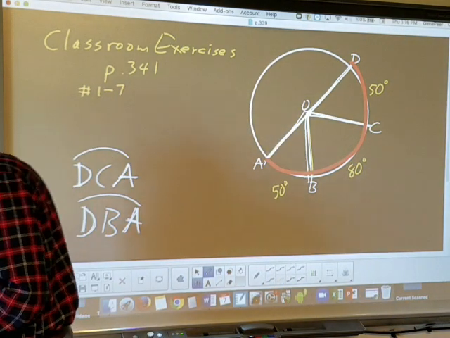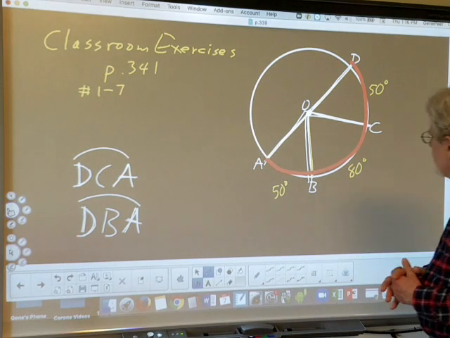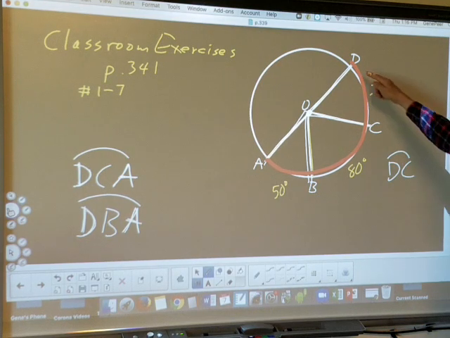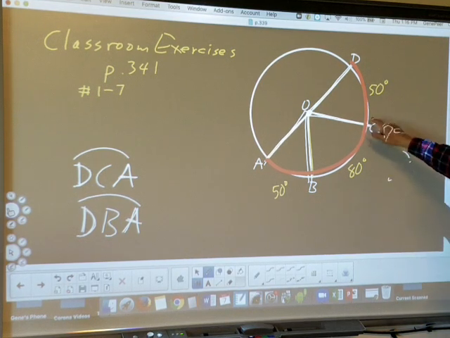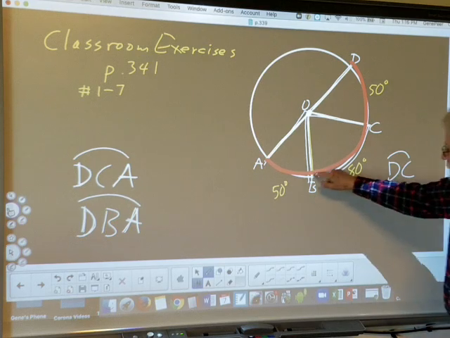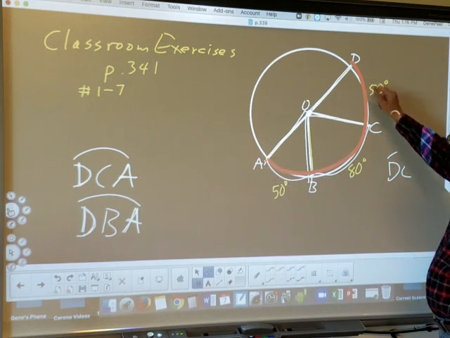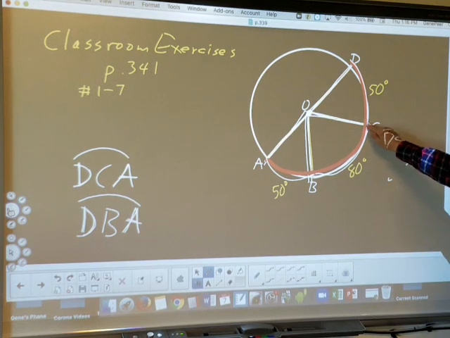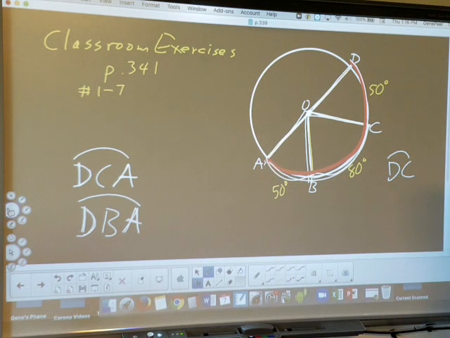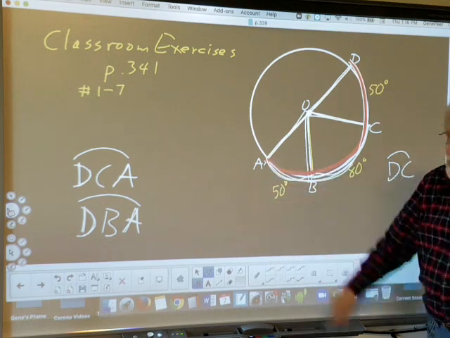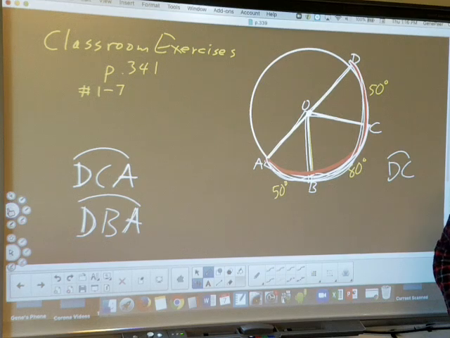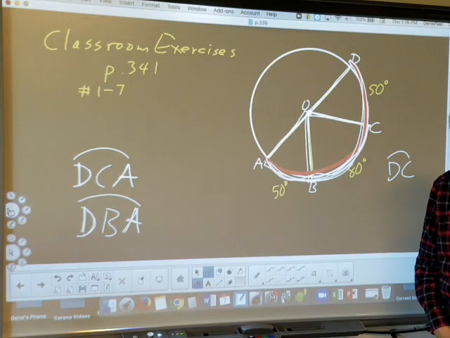Part C, name two minor arcs. There are a total of 5 minor arcs we could name. Arc DC, with the arc symbol, is a minor arc. Arc CB, arc BA. We could name arc DB. It's less than half a circle. Or we could name arc CA. Or we could name arc DA. No, we couldn't. Why not? Because DA is not less than half the circle. It's a semicircle. It's not a minor arc.